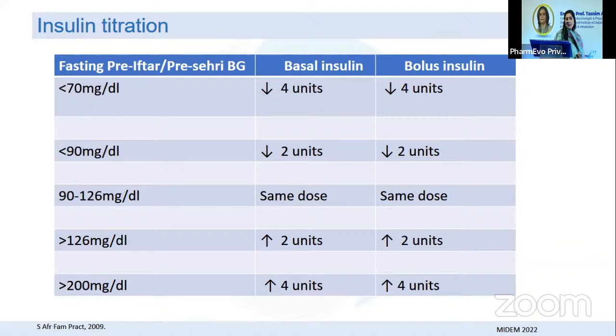Remember that only one change should be made at a time, and this titration should not be done every day. It should be done after every 3 days, not before that. Otherwise, there is stacking of insulin resulting in hypoglycemia. So insulin titration should be advised after every 3 days, not daily. However, the dose can be reduced at any point of time, whenever the patient feels symptoms of hypoglycemia.